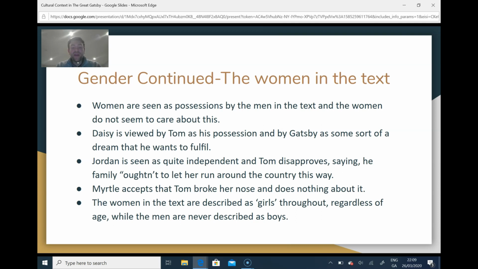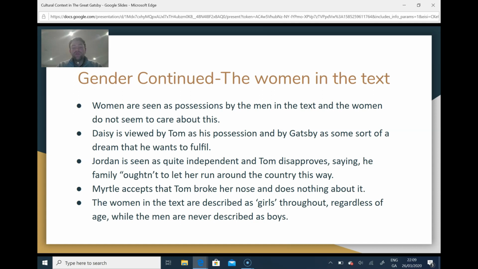The women in the text are described as girls throughout. Now that's an important point, and it's just a little point you can make in any essay that you're doing. So regardless of age, they're referred to as girls. So Daisy and Myrtle and Jordan, they're girls. But the men are never described as boys. And it can be compared to A Doll's House in the way that Helmer speaks to Nora. And he always uses the word little in front of everything. Just a demeanour in a very subtle way.